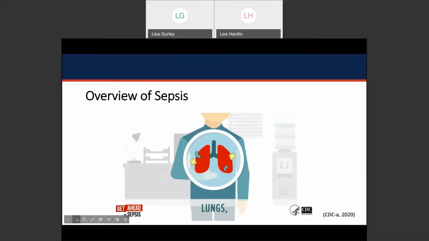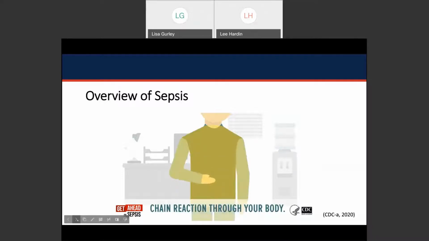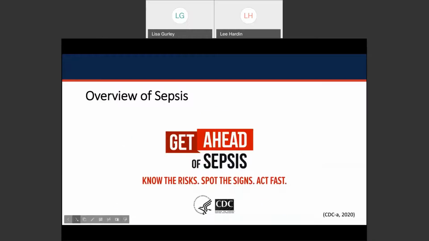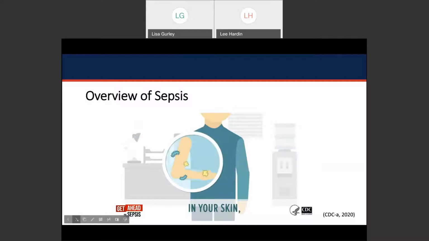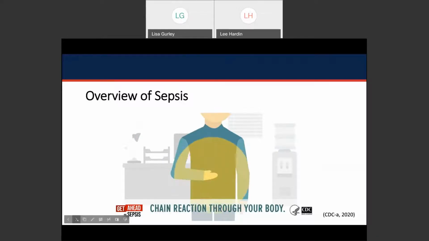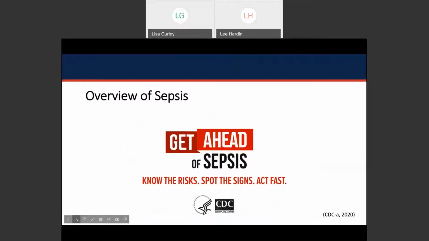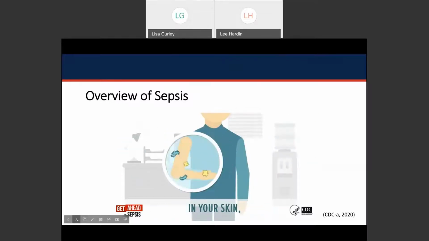However, it can be a complication of other types of infections, including viral infections such as COVID-19 or influenza. The CDC has found that 4 types of infections are most often associated with sepsis. They are lung, urinary tract, skin, and gut or abdominal infections.